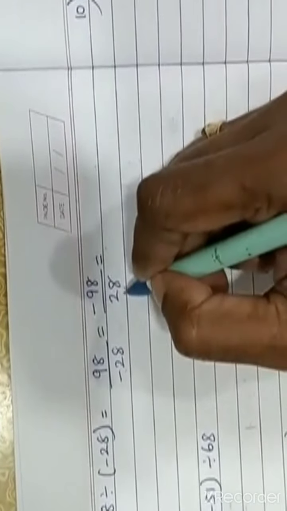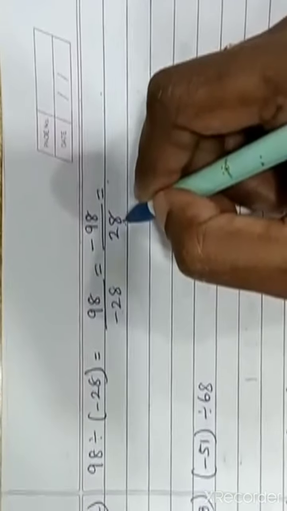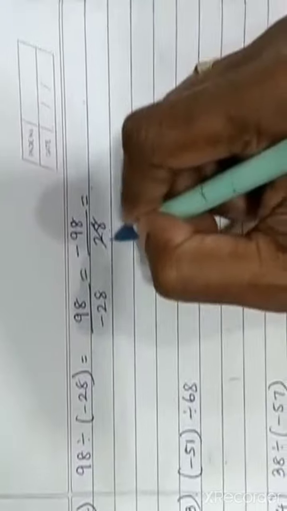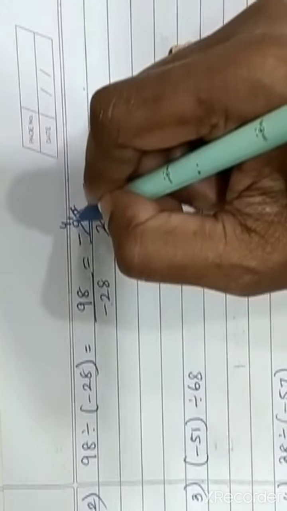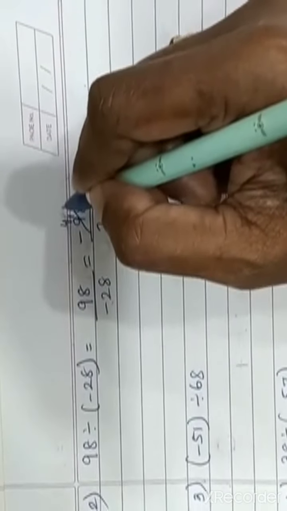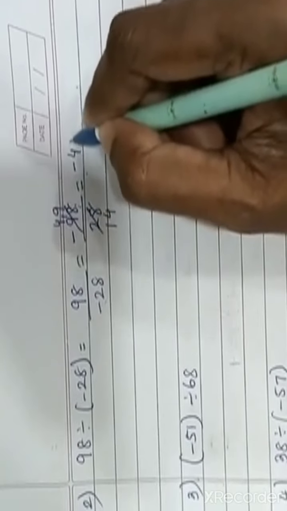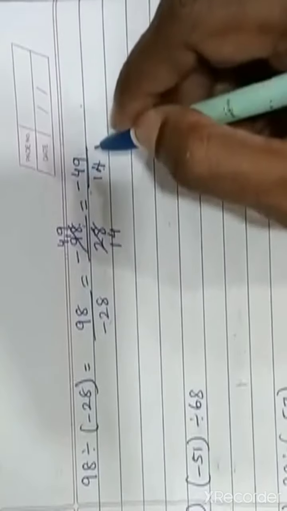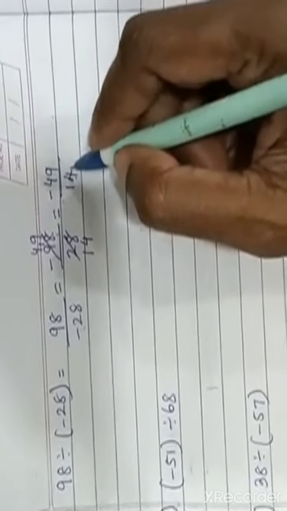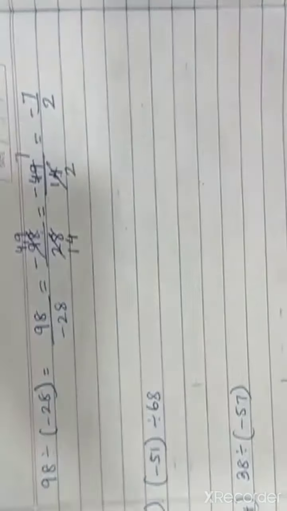Now here, for 98 and 28 we will start with the small table, that is 2, the smallest table. 2 ones are 2, 2 fours are 8, 1 is left, 1 and 8 is 18. So 2 nines are 18. So what we got now? Minus 49 upon 14. Now 14 and 49 go in which table? Yes, the 7 table. 7 twos are 14, 7 sevens are 49. So what we got? Minus 7 upon 2.